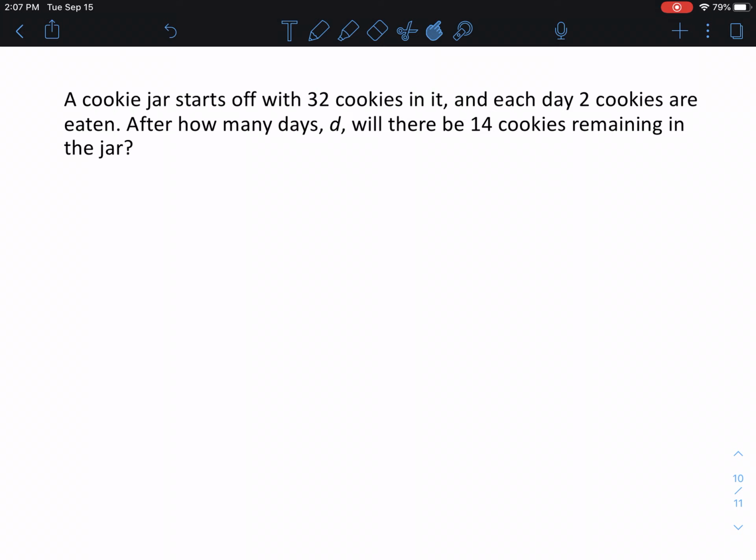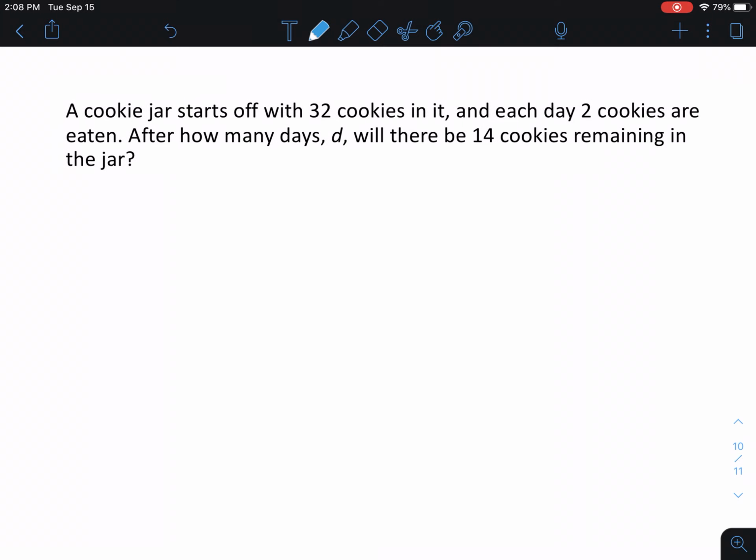So it says we're starting with 32 cookies. Let's go to my pencil. There we go. 32 cookies. And each day, 2 cookies are being eaten. That means we're losing 2 cookies each day. So I'm going to go -2. Okay? So now 2 cookies per day we're losing, or each day.